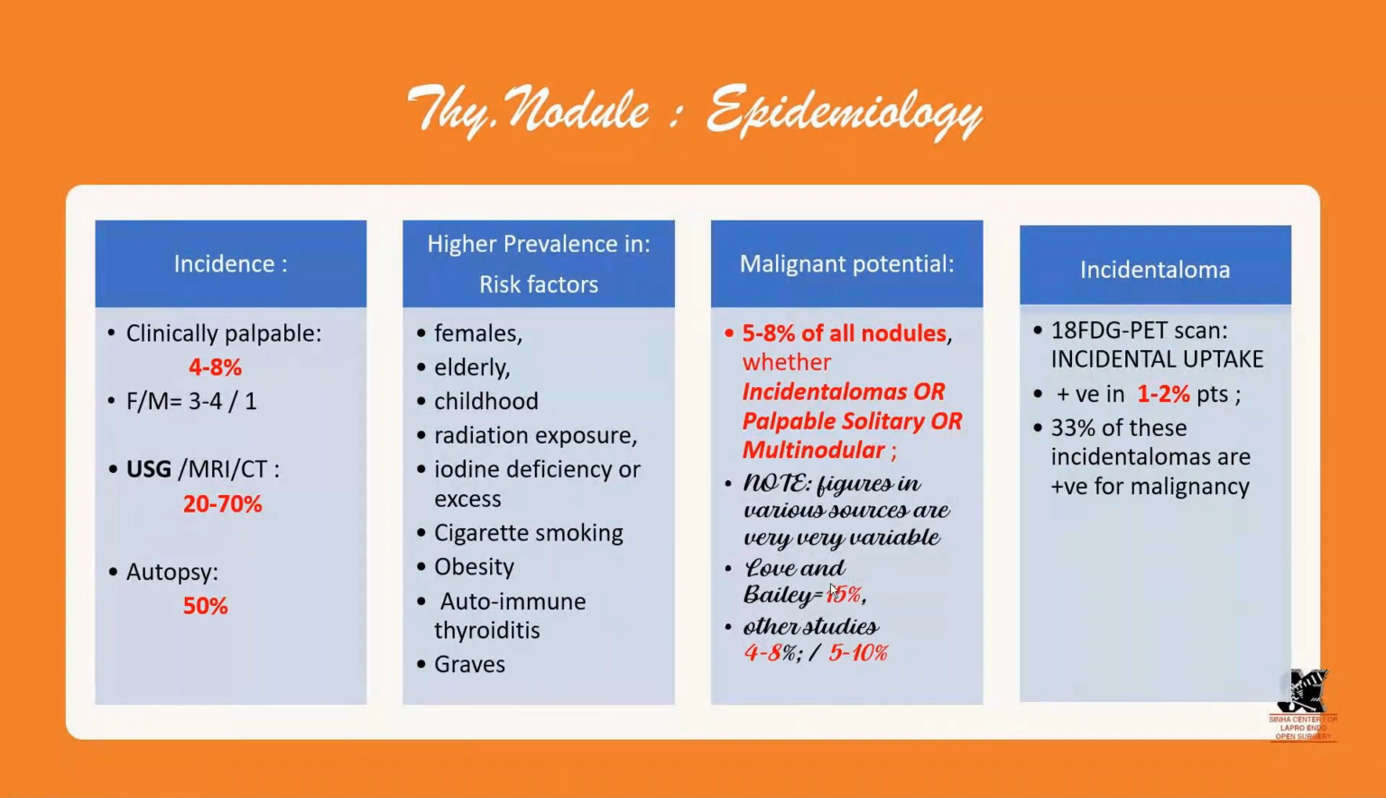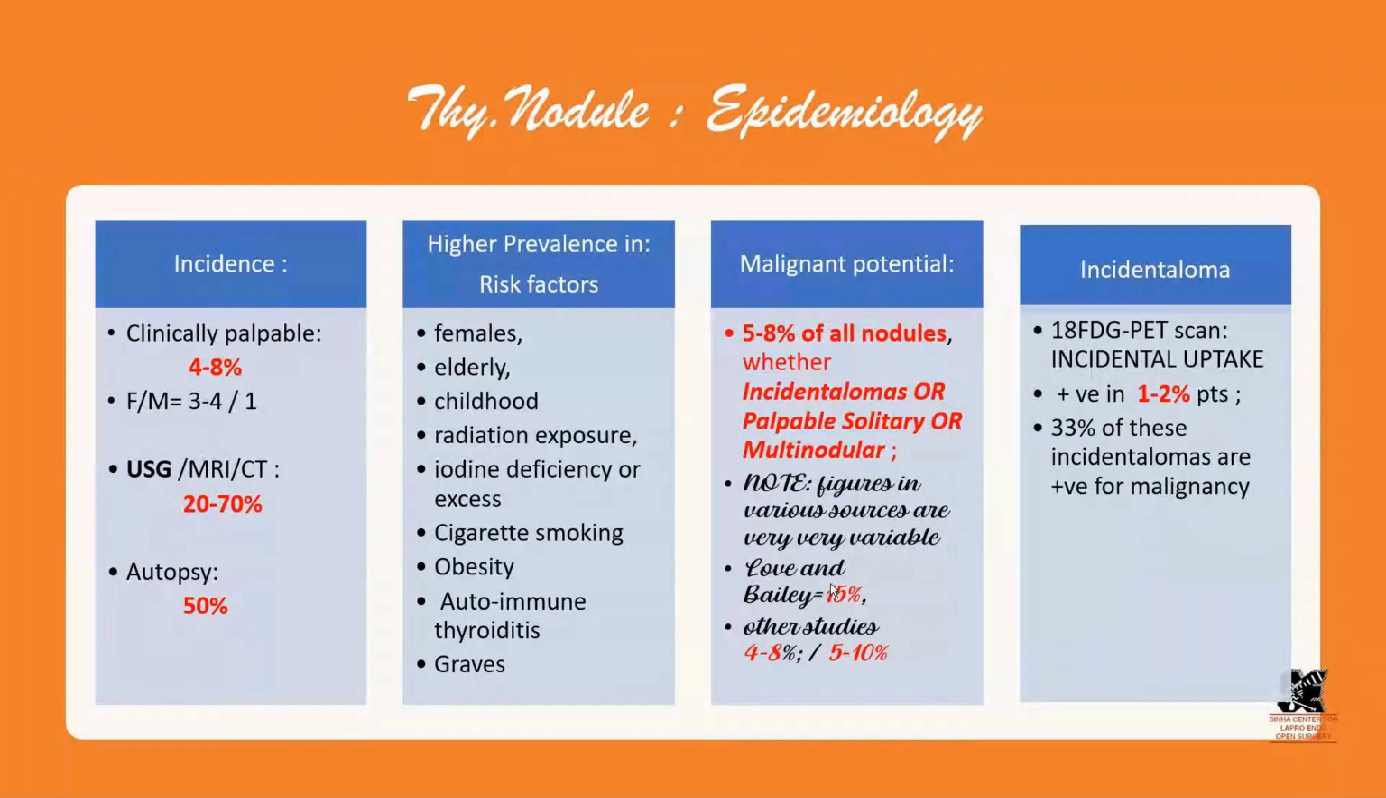Now, what about an incidentaloma? If you do a PET scan using 18-FDG, the incidental uptake on this PET scan would be positive in 1 to 2% of patients. That basically tells you that the incidence is really 1 to 2%. But in 33%, that means one third of these patients, it is positive for malignancy.